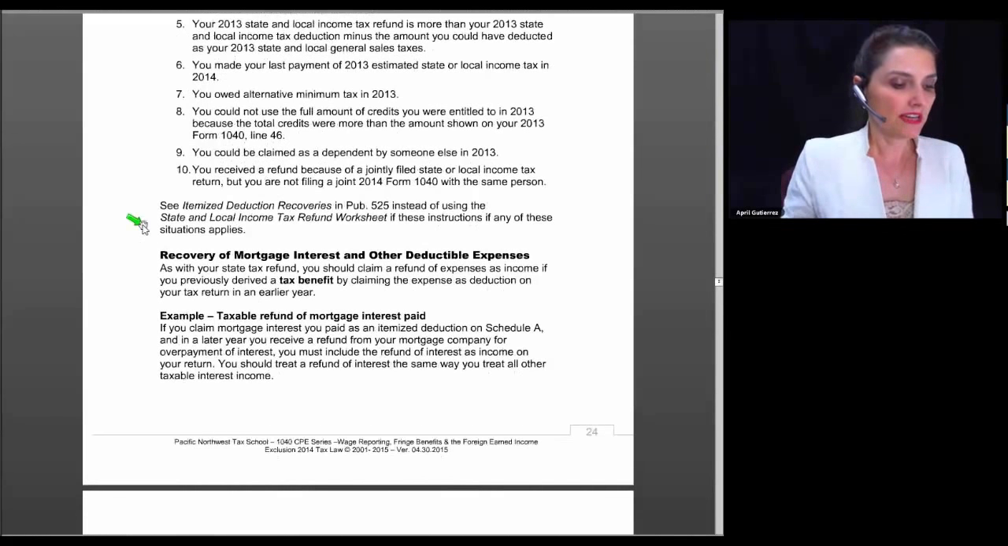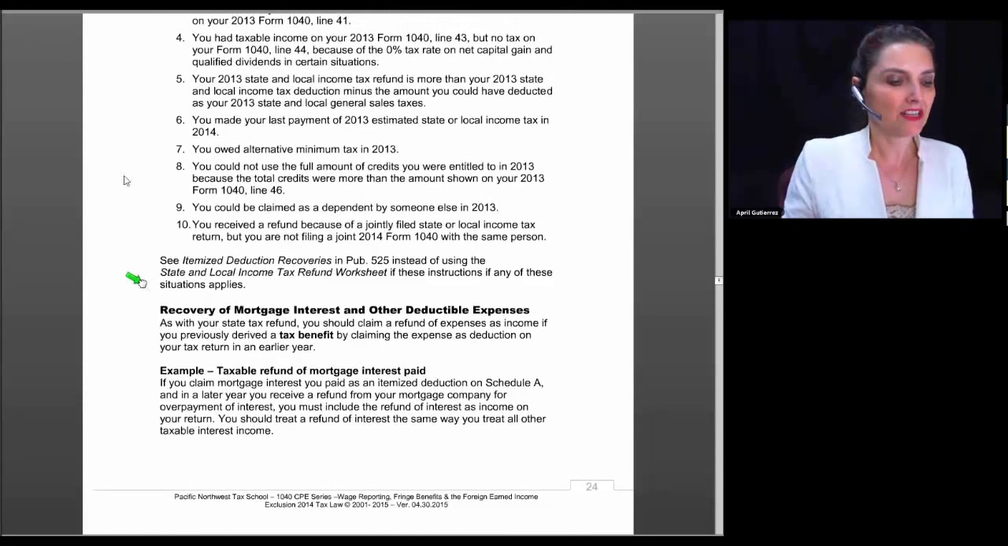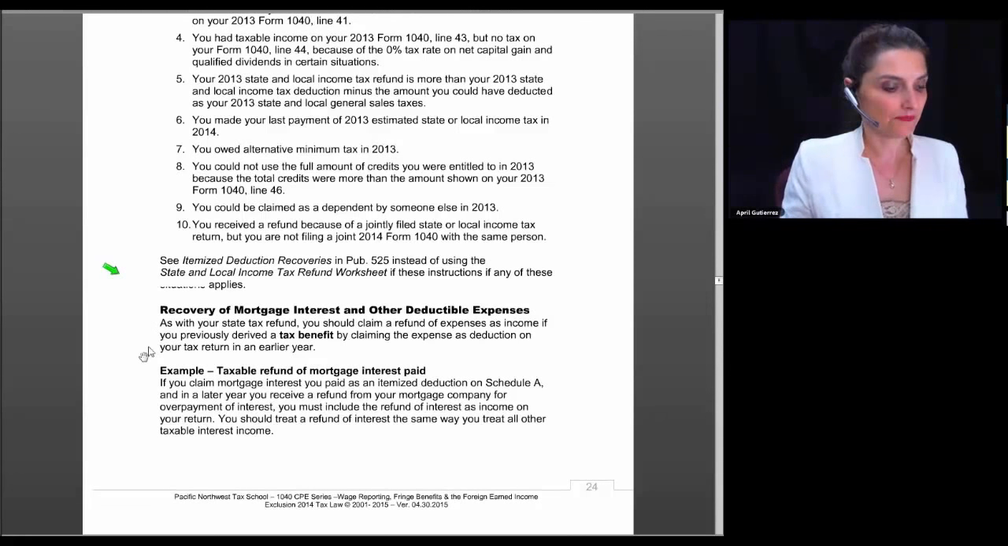So you should see itemized deduction recoveries in Publication 525 for more information about situations where your refund may not be fully taxable. The IRS does have a worksheet for figuring the taxability of your refund, but it does not take into account any of these special situations, so I consider that worksheet to be generally unreliable.